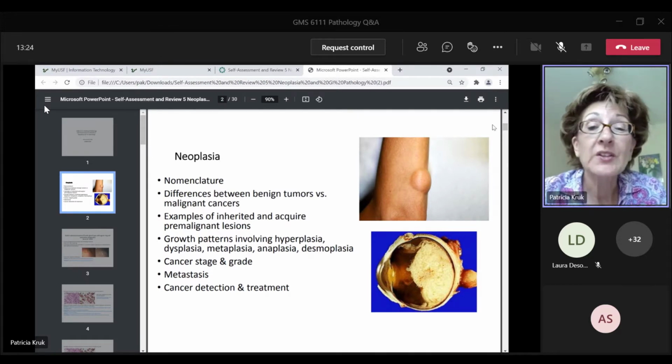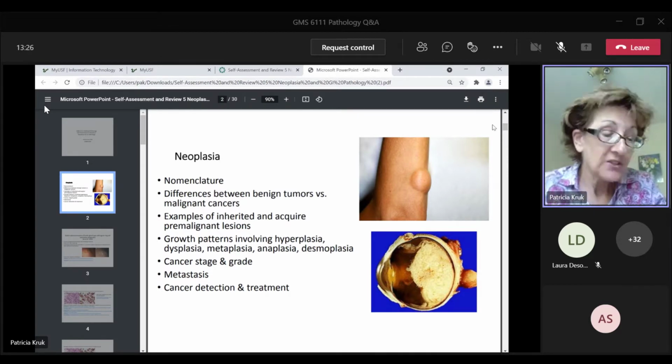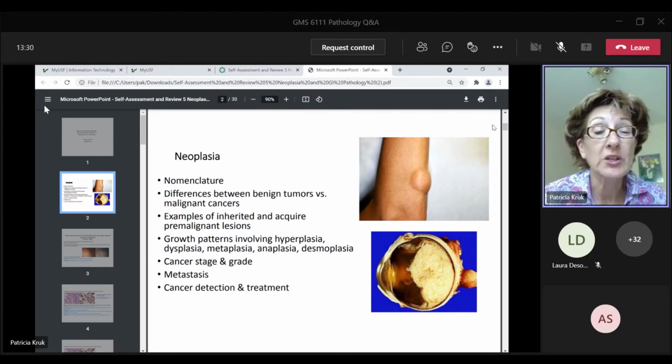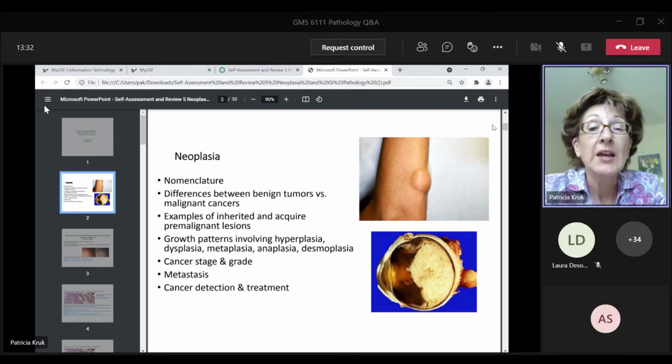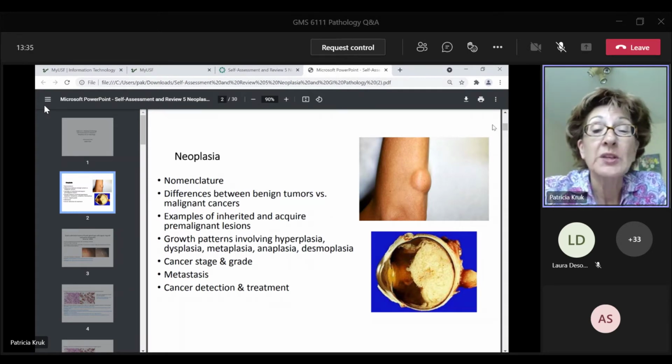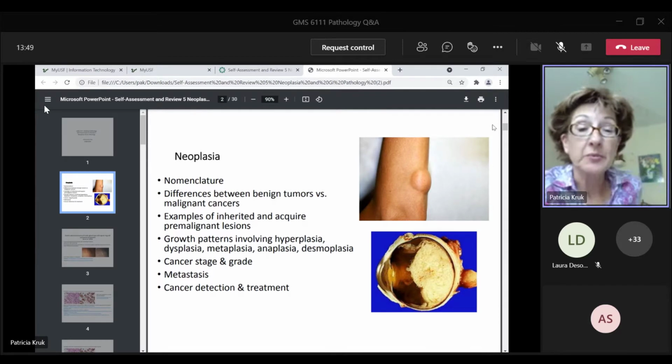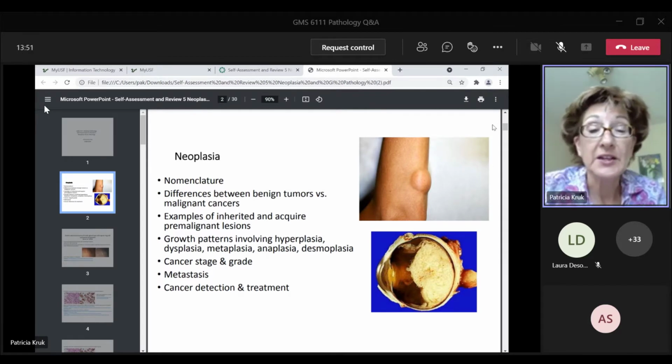As you saw in your lecture, these are the major points within neoplasia to understand what it is. The nomenclature, and what is the difference between a benign tumor and something that is malignant, because clinically we're really concerned about the malignant cancers. So how do they arise? How do we identify them? What are their patterns of growth that make them unique and easy to identify?